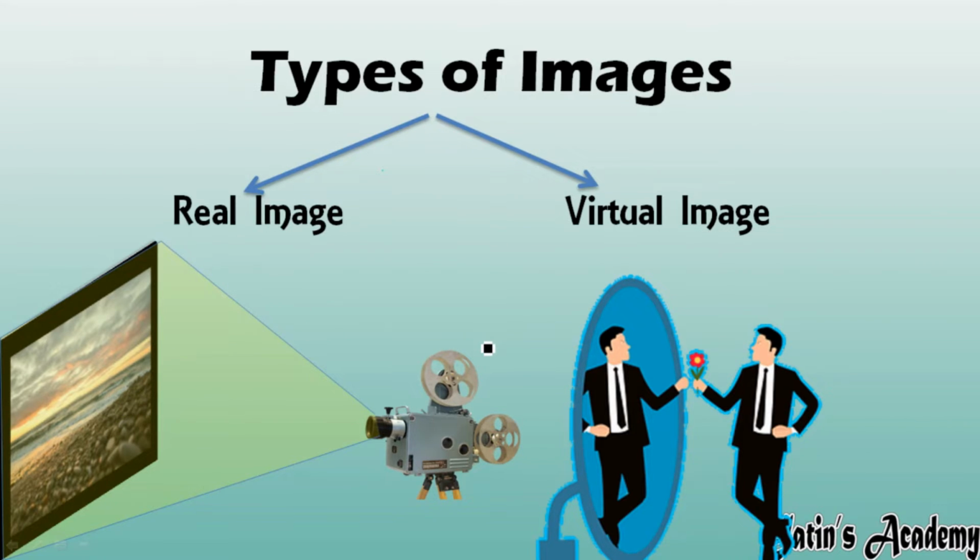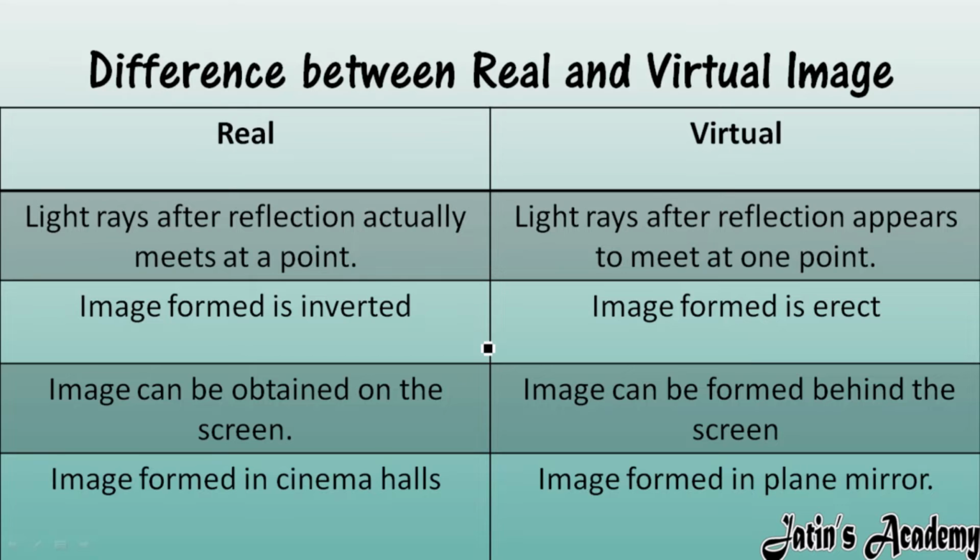Clear? And here we have the difference between real and virtual image. If light rays after reflection actually meet at one point, that actual meeting at one point is known as a real image. But if light rays after reflection do not actually meet at one point, but we have to extend them, and they just appear to meet at one point, that image formed is a virtual image.